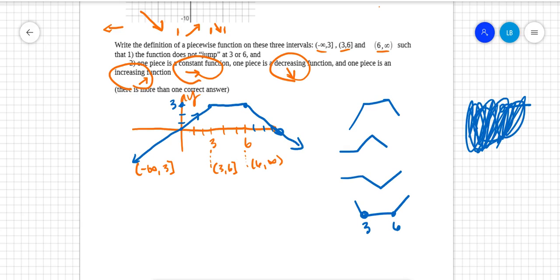So I've got my 3 pieces, but how do I write it down? I have to write each piece separately. So let's look from -infinity to 3, what's happening? I have an increasing line. Now, if I look at my line, the y-intercept is 0, so y equals 0. And my slope is 1. I did that on purpose. So if I use y equals mx plus b form, and m is 1, the slope, and b is 0, I get y equals x.